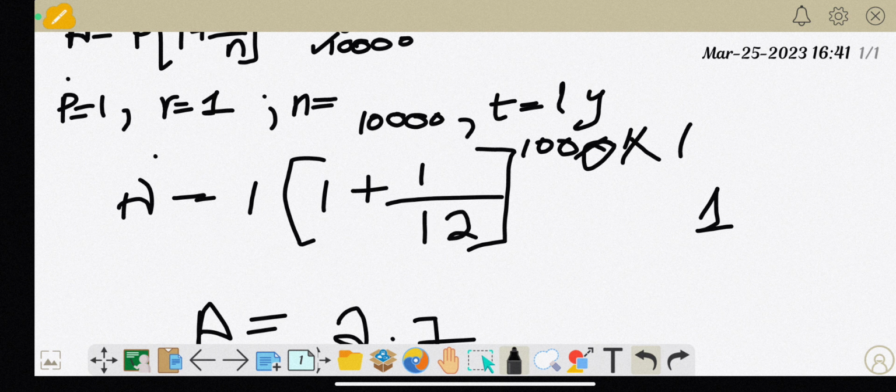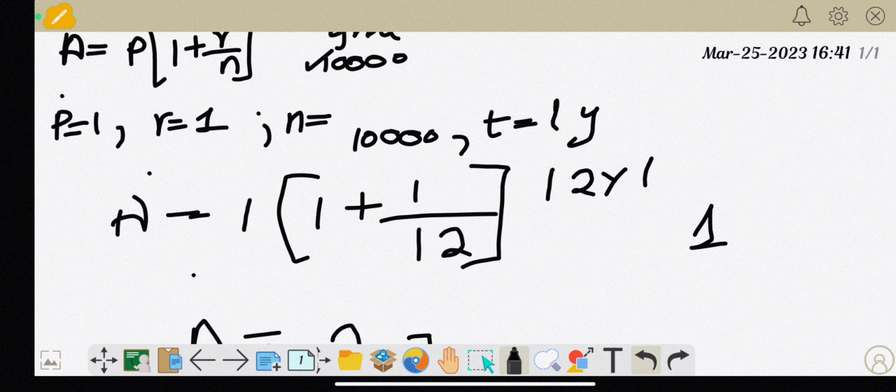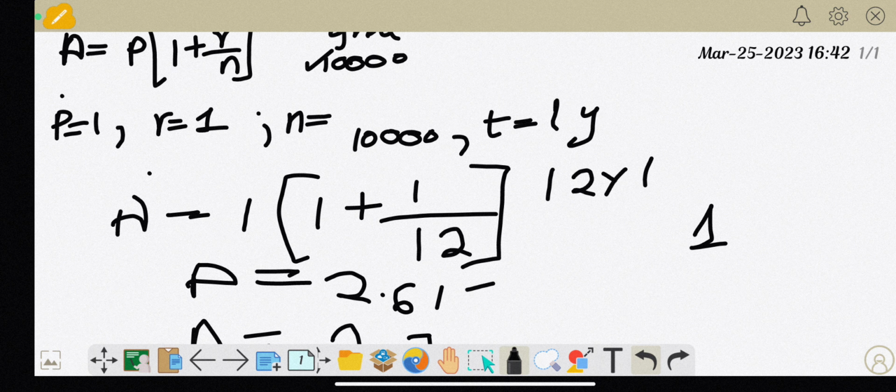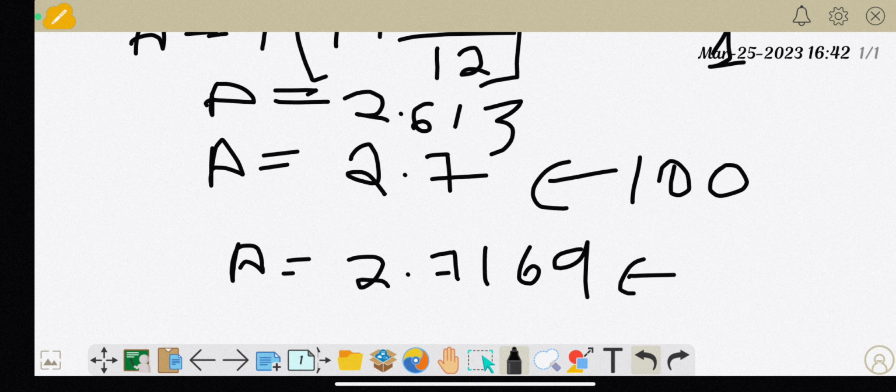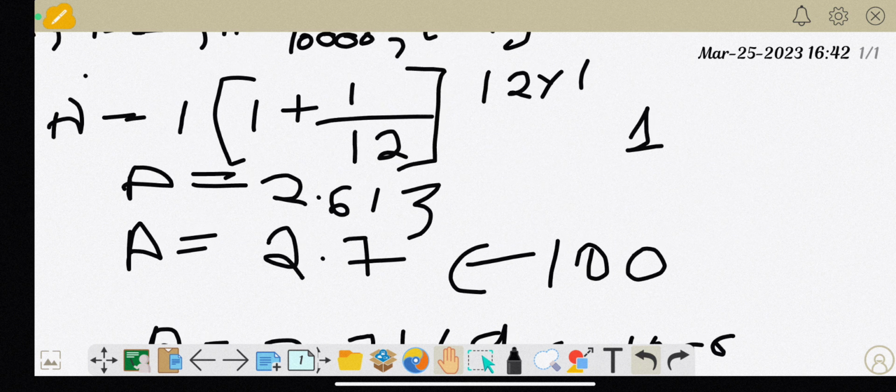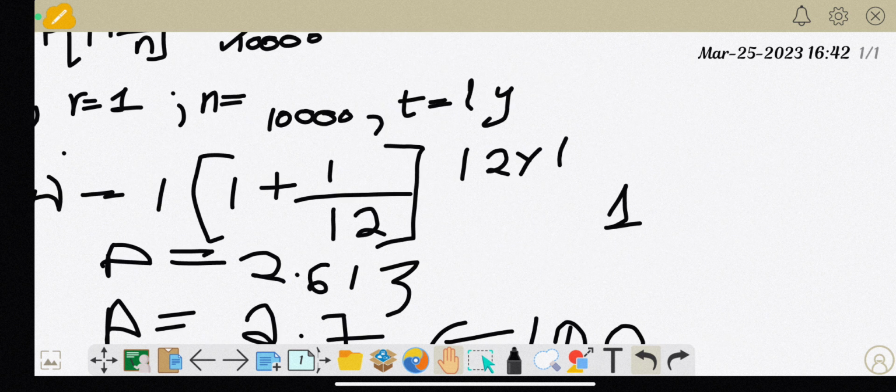If I tell them I don't want this much, just compound it 12 times a year, so every month you compound the interest, it will be (1 + 1/12) to the power 12 into 1. Just do the calculation. If I compound it 12 times, I am going to get 2.613. Compounding 100 times gave 2.7, and compounding 1000 times gave 2.7169, correct? So what if I compound it 10,000 times?